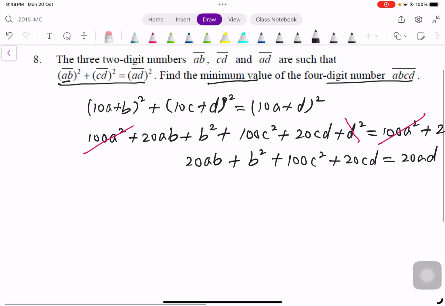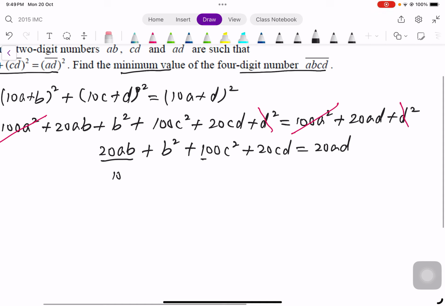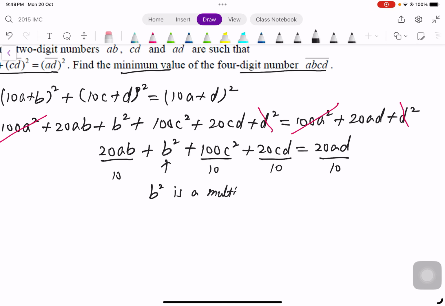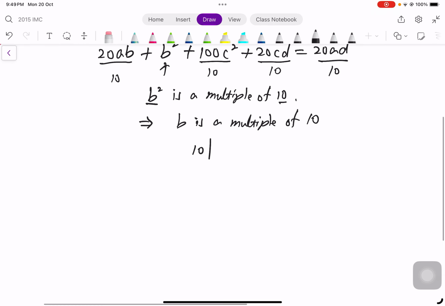And you can see that this term is a multiple of 10. This term is a multiple of 10. And this term is a multiple of 10. And this term is also a multiple of 10. Therefore, in this case, can you see that B squared is a multiple of 10? Right? And in order for B squared to be a multiple of 10, this implies that B is a multiple of 10. Or in mathematical notation, we say that 10 divides B.